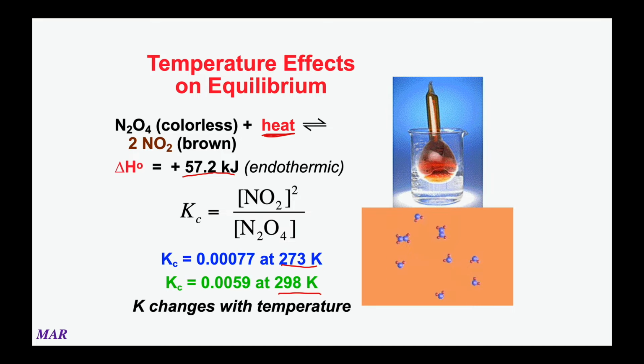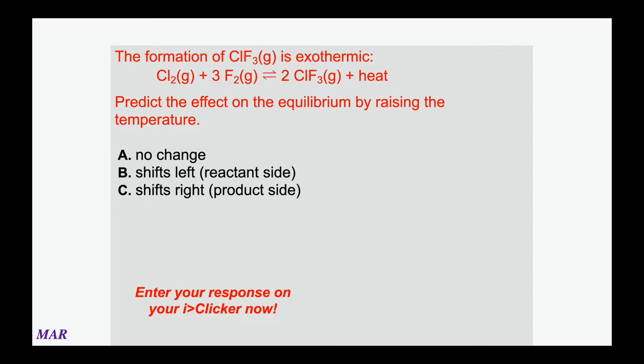Notice how the flask became more brown, all right? That's because more NO2 had been formed at the warmer temperature than you had when the flask was submerged in ice, where it was more reactant favored. So literally more NO2, more brown, that's what's happening here. K is changing with temperature. The formation of ClF3 is exothermic, so again you can see heat is a product there. Cl2 plus 3F2 makes 2ClF3.